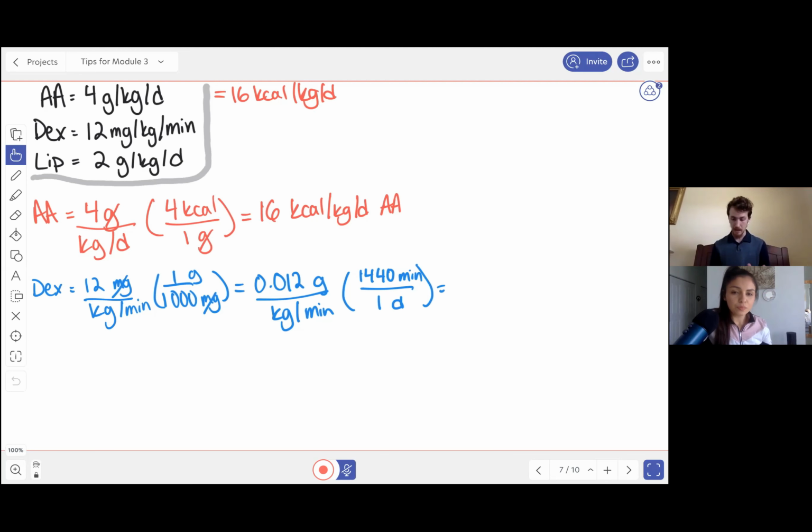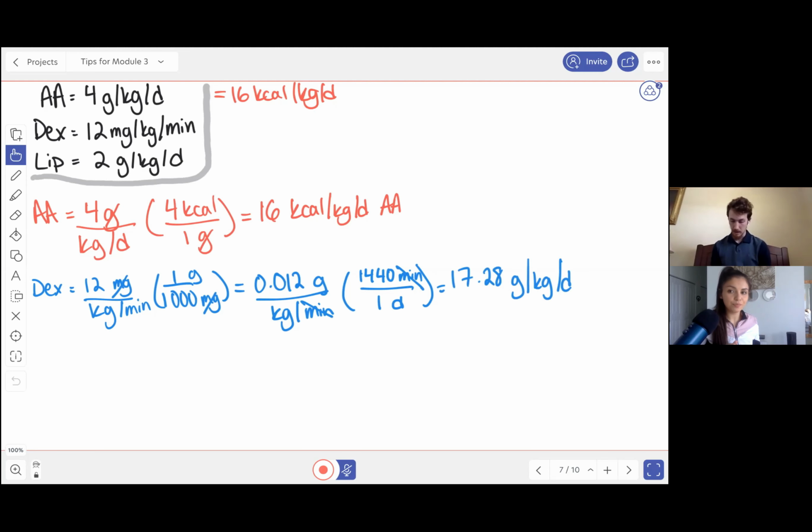So let's just go ahead and calculate this out. Now, remember the minutes are going to cancel, and that's going to leave us with a total of 17.28 grams per kilogram per day. Okay, but we're not done yet. We need to calculate the energy that we're going to get from that.